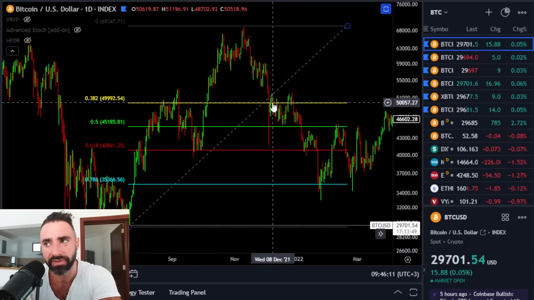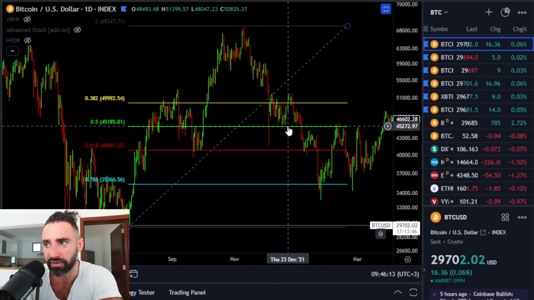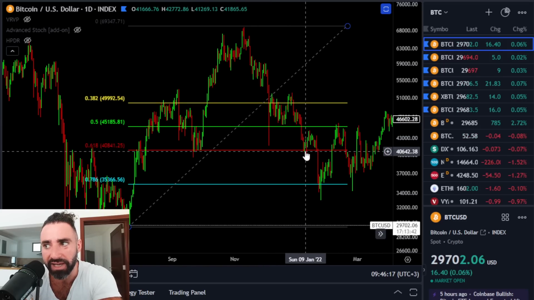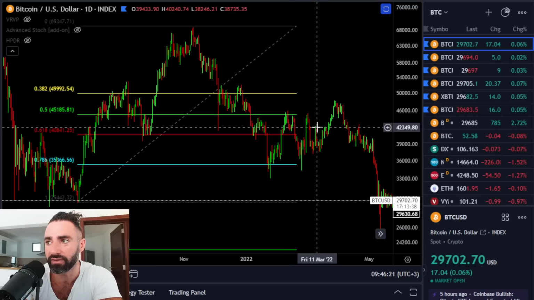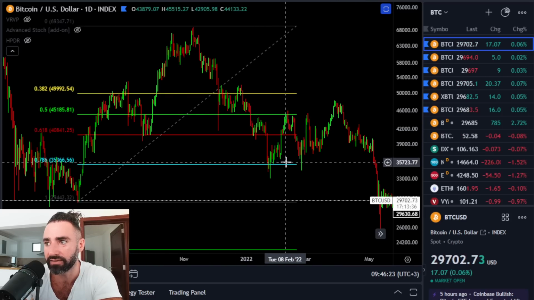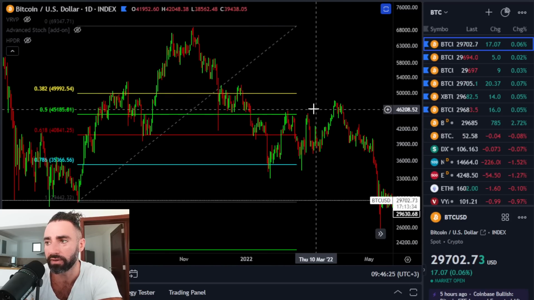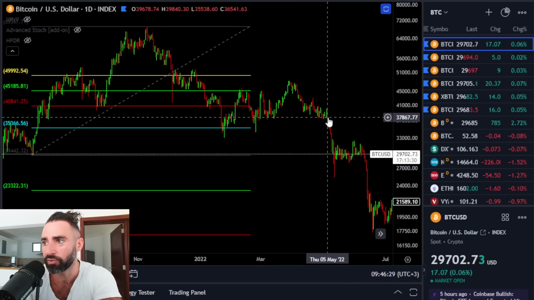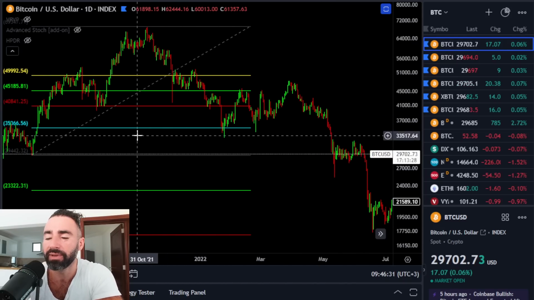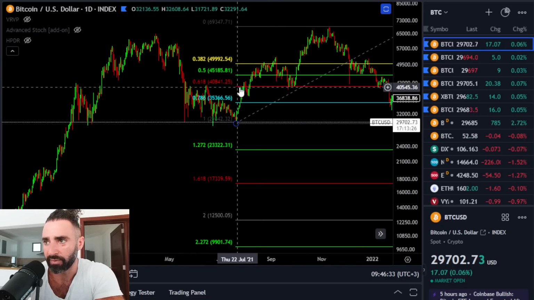But going onwards, we can see, what do you know? The 382 getting this consolidation right here. The 50% getting this low right here before the breakdown. The 618 getting this low right here. Again, respected many other times in this consolidation. And the 786 getting the low of the overall consolidation before the big breakdown of 2022 below about 40,000 bucks.